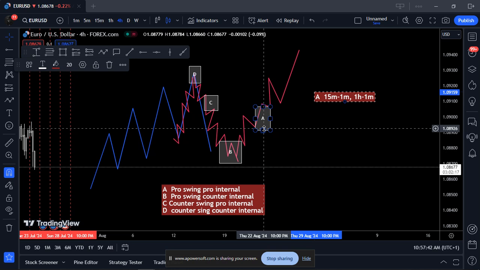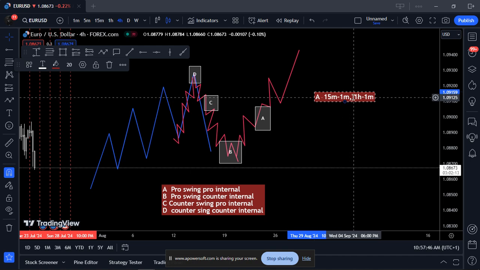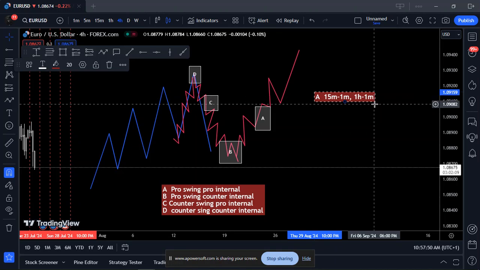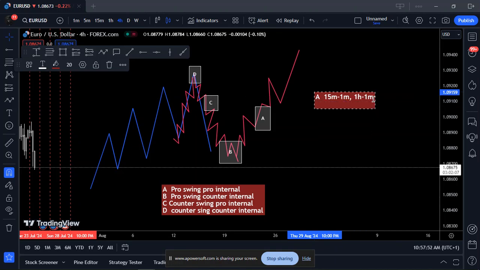Sorry, I just got this wrong. Let me come down to phase B for you to understand my phase A. I'll explain it to you. Phase B is always the start of the move. 5 m and 15 m, 1 m.